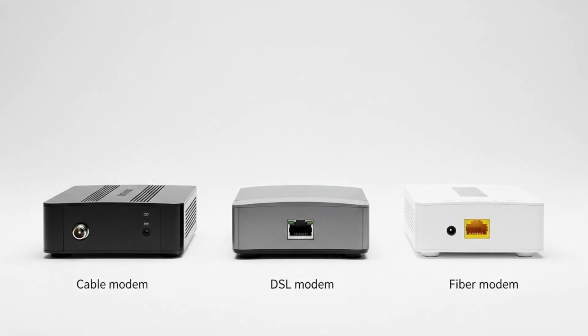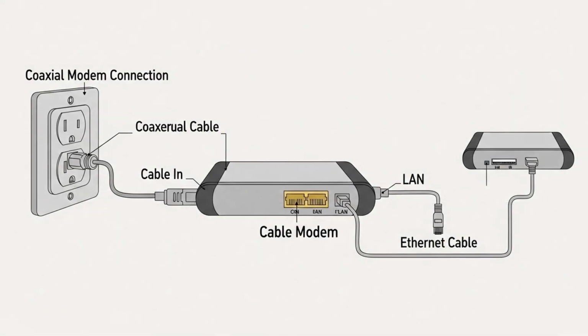There are 3 main types: cable modems that use TV cables, DSL modems that use phone lines, and fiber modems for ultra-fast fiber optic connections. The modem is usually the first device that internet data reaches before anything else in your home.